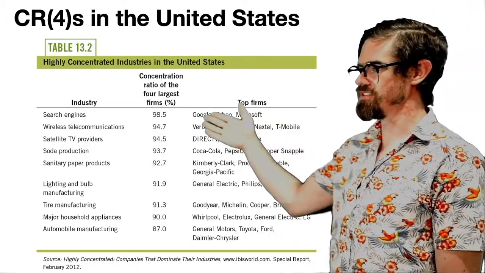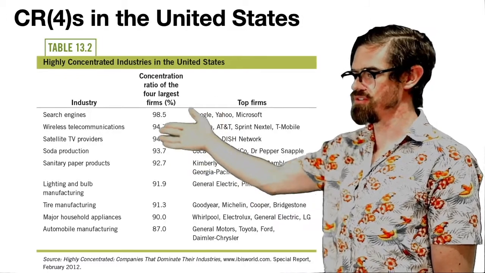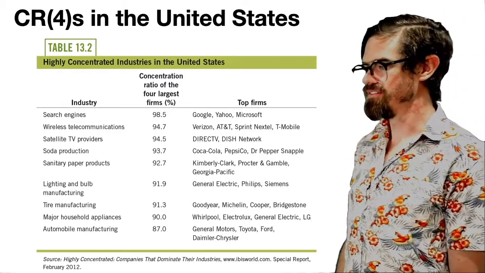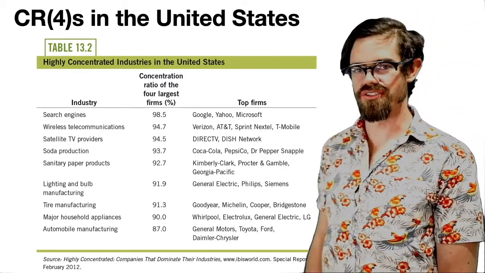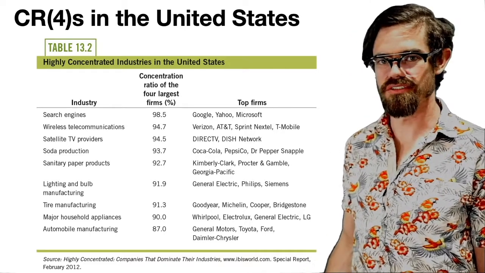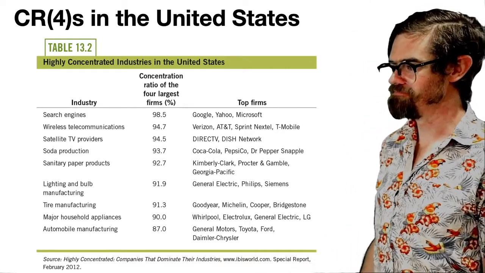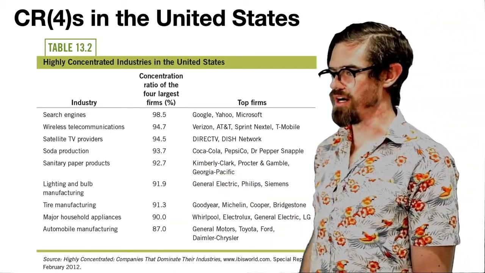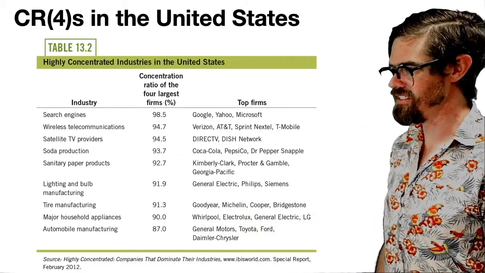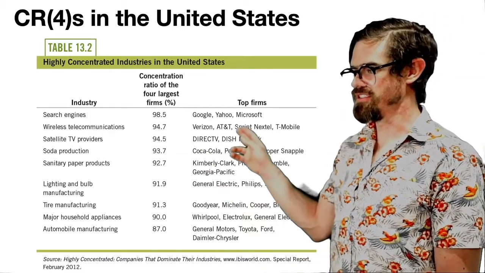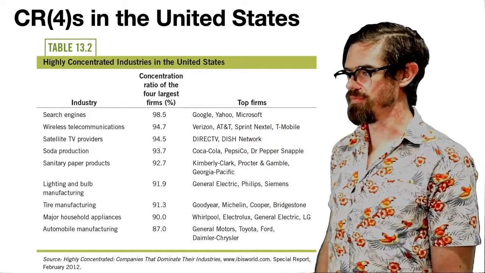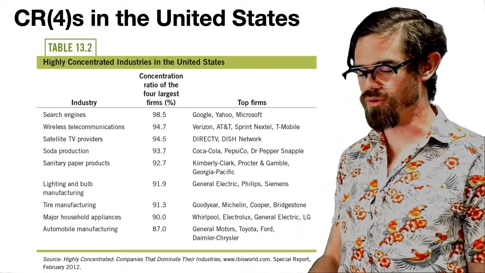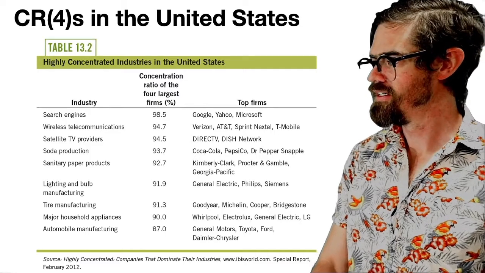So here's a table giving us some examples of concentration ratios in different industries. Search engines, highly concentrated, right? You've got Google, Yahoo, and Microsoft. There's not even 4 top firms, there's 3. Great, so highly concentrated, that's not a surprise. You've got some other ones here: wireless telecommunications, Verizon, AT&T, Sprint, Nextel, and T-Mobile. And actually, this has become further reduced. There's even larger concentration ratio now, because I think T-Mobile and Sprint have or are going to merge very soon.